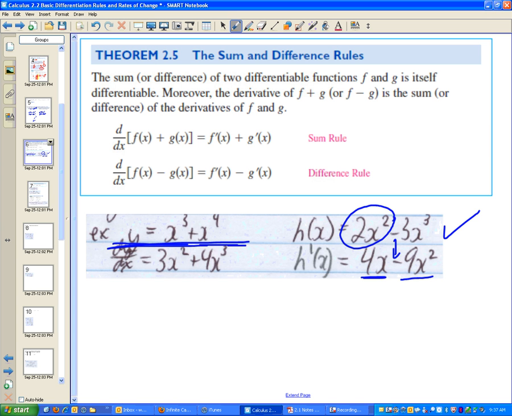Okay? What we can't do, we can't take the derivative of things that are multiplied together unless it's a constant times it. And we can't take the derivative of things that are divided unless it involves just a constant. But we can't do a polynomial times a polynomial unless one of the polynomials is a constant. We can't find the derivative of a polynomial divided by a polynomial unless one of those is a constant. We can't yet. Okay?